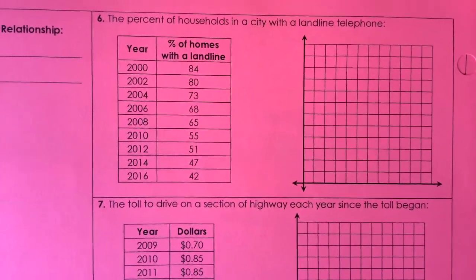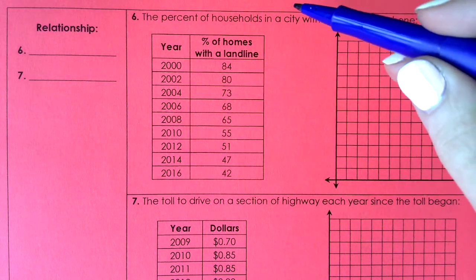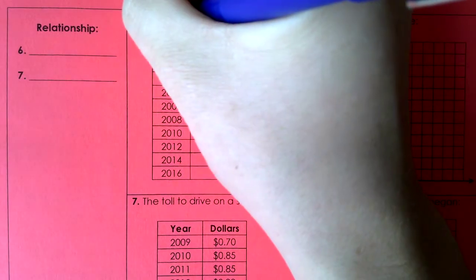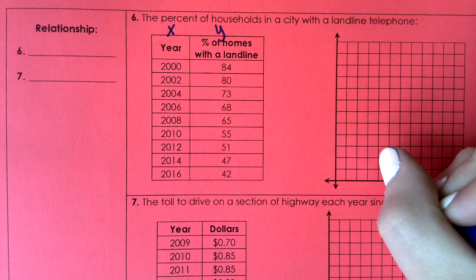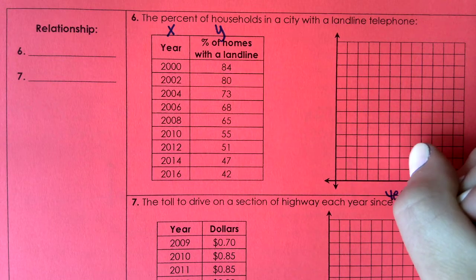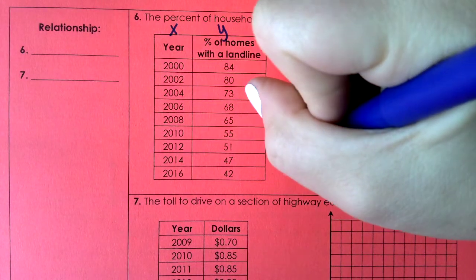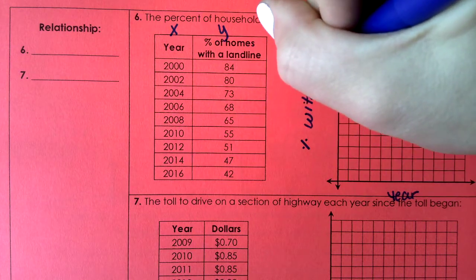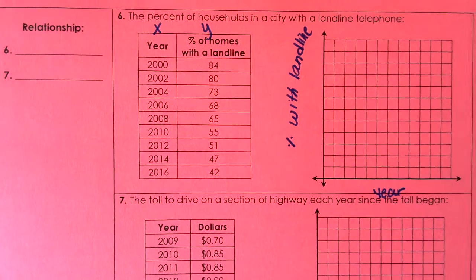And now what we're going to do is look at examples that have to do with years. So the percent of households in a city with a landline telephone. So X is going to represent my years and Y is going to represent the percent. So years is going to be on the bottom here. And then percent with landline. So I'm going to write that as percent with landline. I didn't actually write out the word percent, I just wrote the percent symbol.